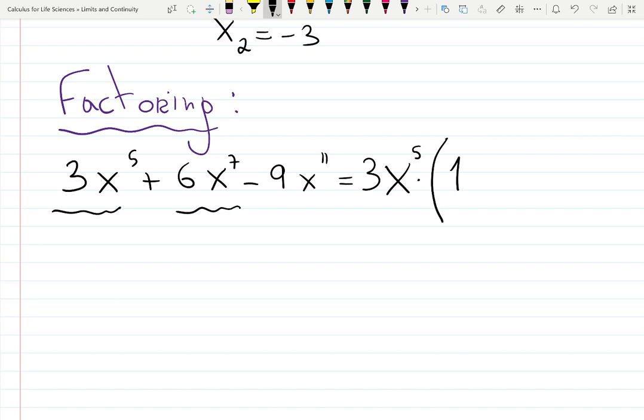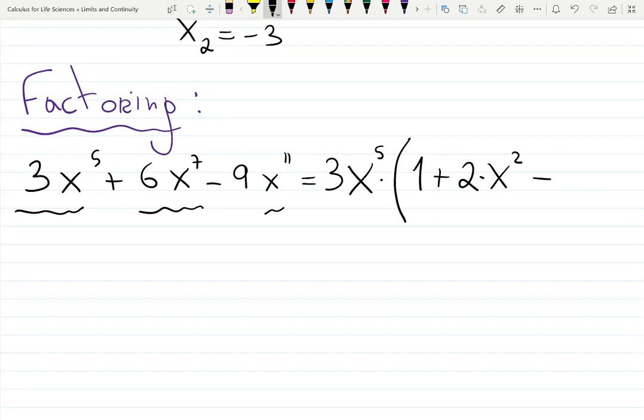6x to the 7 by 3x to the 5. Either you use a pencil and write it down, or you just talk by yourself. 6 over 3 is 2. x to the 7 over x to the 5 is the formula I just showed you. You subtract the exponents. So it will be x squared. Did you catch up? 7 minus 5. That's why those formulas are important. 9x to the 11 over 3x to the 5 will be, well, minus 9 over 3, which is minus 3. x to the 11 over x to the 5, 11 minus 5 is 6. And it's not x, it's here, x to the 6.